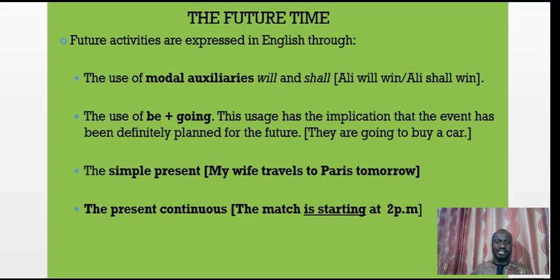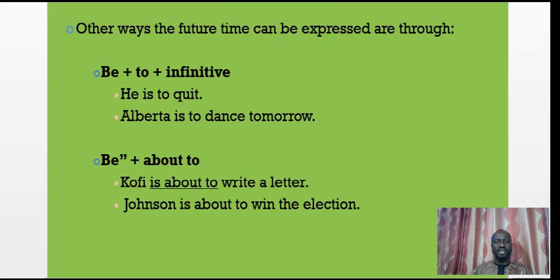The simple present. My wife travels to Paris tomorrow. The present continuous. The match is starting at 2 o'clock. Other ways to express the future time: be plus to infinitive. He is to quit. Abeta is to dance. The be plus about to. Kofi is about to write a letter. Johnson is about to win the election. All these things express what? The future.